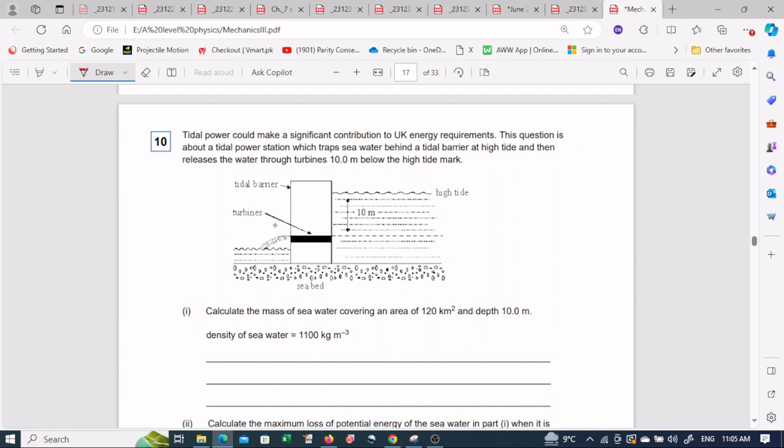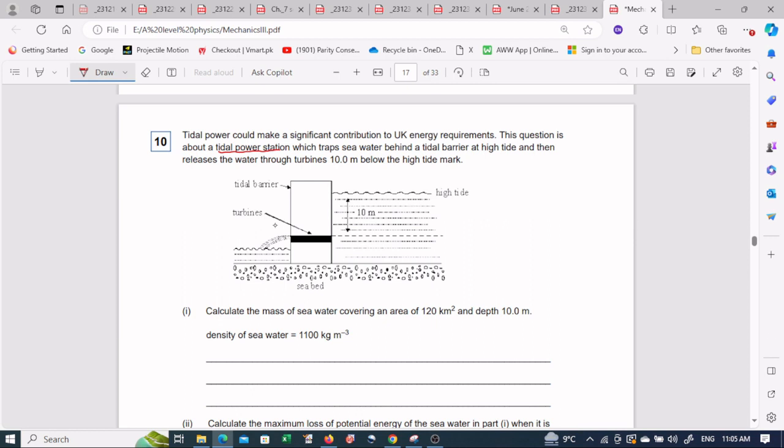So here is a question related to tidal power, potential energy and work done. Tidal power could make a significant contribution to UK energy requirements. This question is about a tidal power station, which traps seawater behind a tidal barrier at high tide and then releases the water through the turbines.